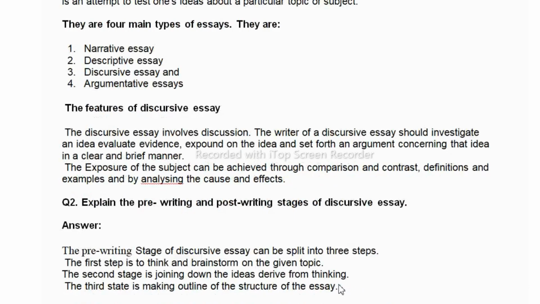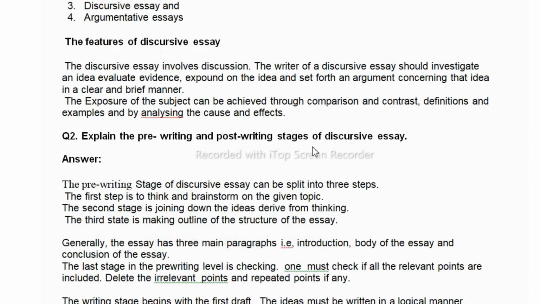Now let's see the second one. Explain the pre-writing and post-writing stages of discursive essay. So here in the pre-writing, these are textbook questions, students. Before writing the essay, you have to think what you are going to write. So the pre-writing stage of discursive essay can be split into three steps. First step is to think and brainstorm on the given topic. So after seeing the topic, you cannot start directly. First you have to think about the topic, how you are going to start the topic.